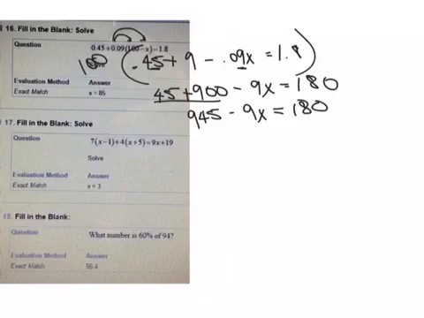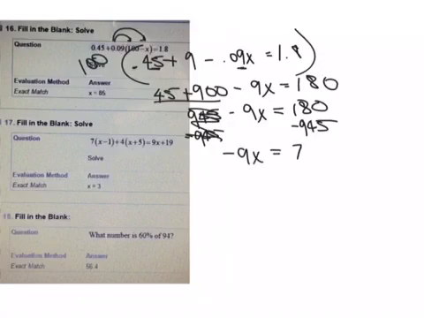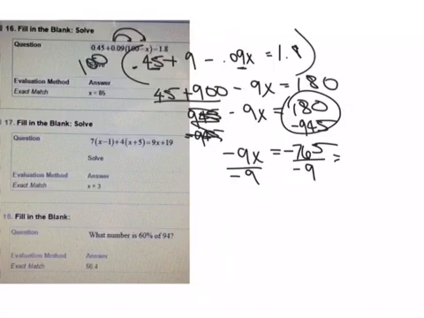Alright, so let's see. If I take this and move it over, those go away, and I end up with negative 9x equals negative 765, because when I do that, I'm going to get a negative because I'm taking basically 180 plus negative 945. Divide by negative 9, divide by negative 9. Two negatives give me a positive. Those go away. 765 then divided by 9 is 85. And that's my answer for that.